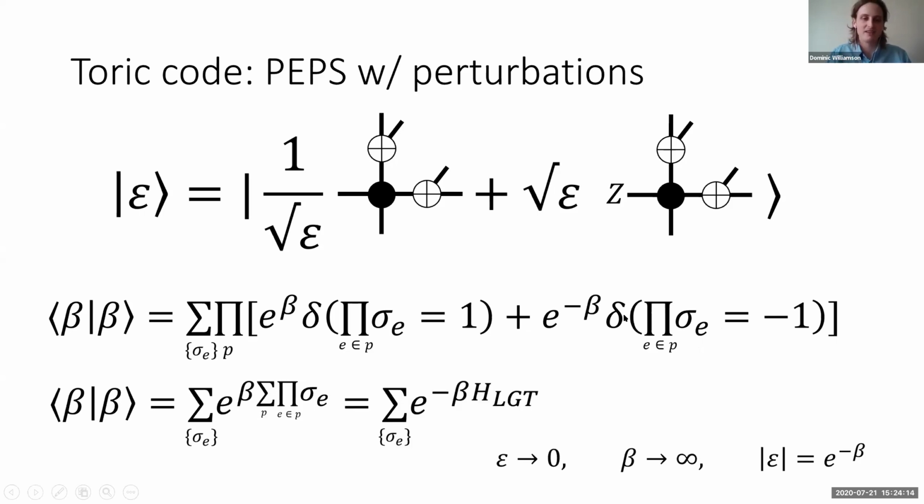And then you can realize this thing is exactly just the stat-mech partition function of this lattice gauge theory at a finite temperature. And the temperature is set up such that when the perturbation epsilon goes to 0, the inverse temperature goes to infinity. So the real temperature is going to 0.